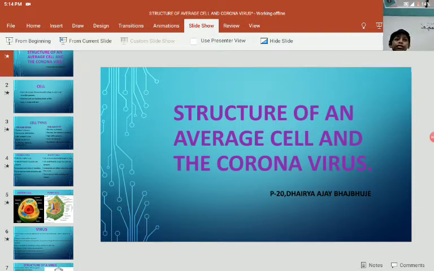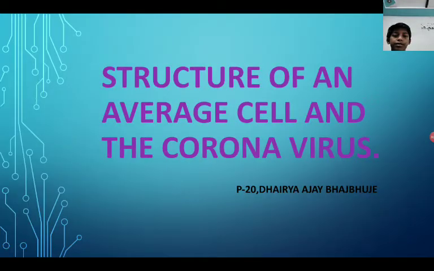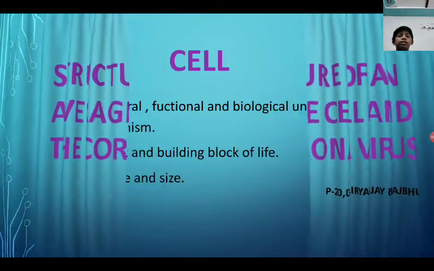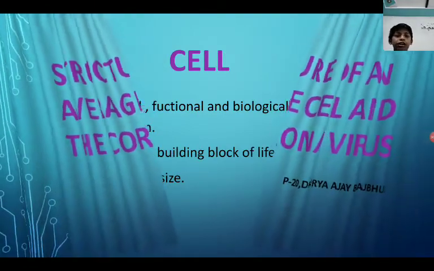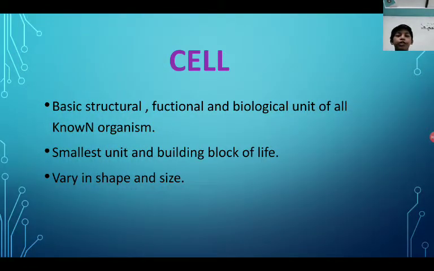Today I am going to discuss the structure of an average cell and the coronavirus. Let's first start with the cell. What is a cell? A cell is a structural, functional and biological unit of all known organisms. It is the smallest unit and building block of life. It varies in shape and size.